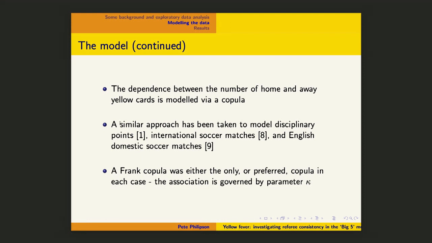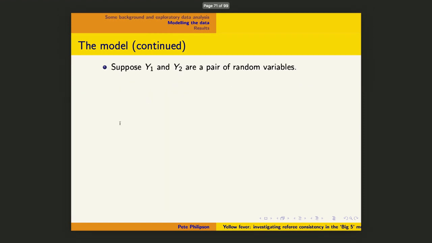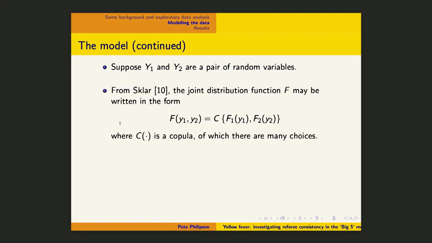But essentially, there's a range of associations you can pick from, and a Frank copula seems quite a popular choice. It was either the only one used, or when people used a few, it ended up having the best AIC, or the best likelihood. So essentially, I used that one as well, spoiler alert. So I'm going to suppose y1 and y2 are random variables, so a crash course in copulas here. Last one slide, don't worry.